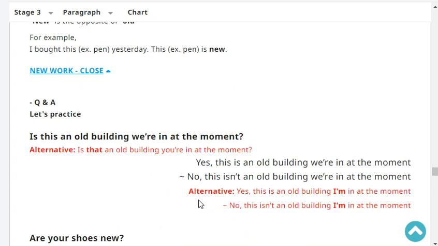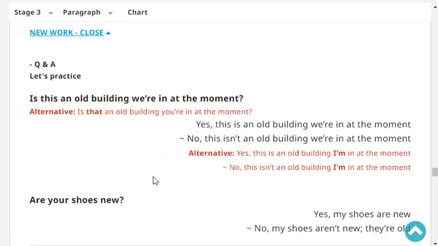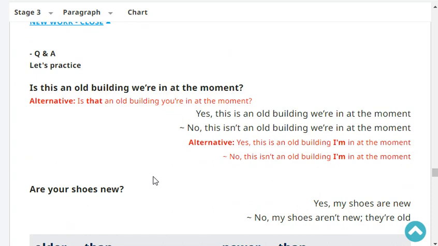Is that an old building you're in at the moment? Yes or no? Is your building old or new? Sorry, the question is: is that an old building you're in at the moment? So is the place where you live? Is your apartment new or old? Is it newly built or built long ago? Old or new?